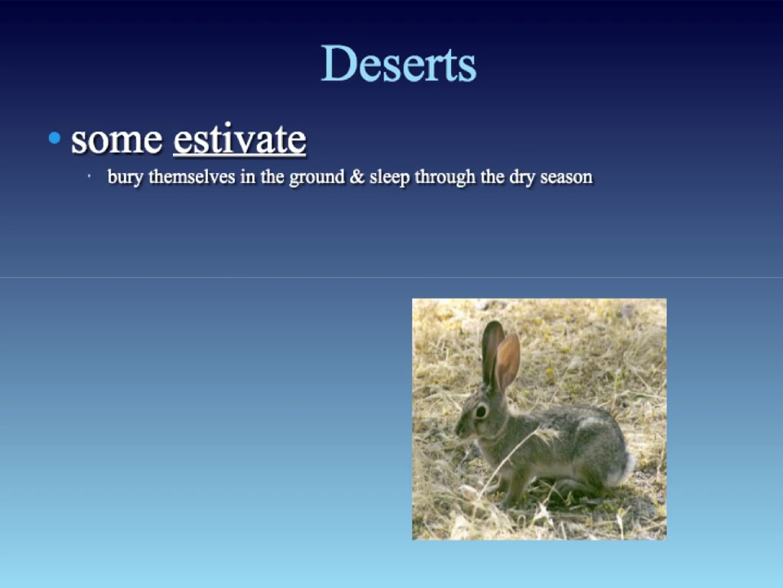Some of the animals do what we call estivate, and that is where they will bury themselves in the ground and sleep through the dry season. So it's similar to hibernation, where animals will go to sleep during the winter time when the food is scarce. In the deserts, that's called estivating. And they do that during the dry season of the desert, even though the wet season isn't all that wet in the desert either.